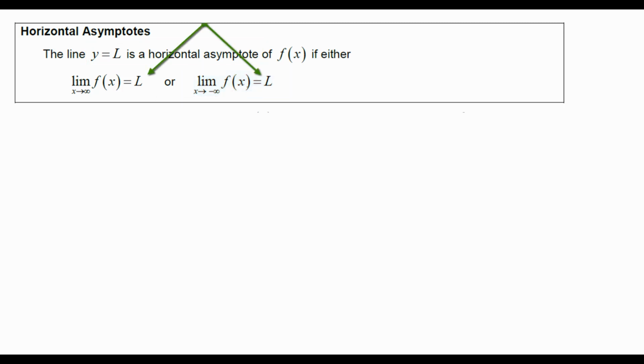And they don't have to be matched. The limit of the function value as x approaches infinity could be L, and the limit of f of x as x approaches negative infinity could be k. So you could have 2 horizontal asymptotes.